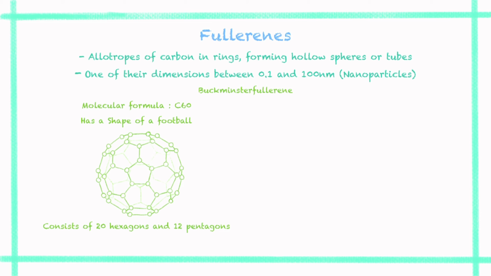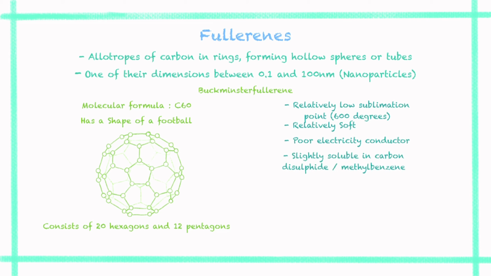Buckminsterfullerene, having a simple molecular structure, has a very different physical property compared to the first two giant molecules. It has a relatively low sublimation point of 600 degrees. In contrast, graphite has a sublimation point of around 3,700 degrees. It is relatively soft and also poor at conducting electricity. It is only slightly soluble in carbon disulfide or methylbenzene, and it is relatively more reactive than graphite and diamond due to the high electron density in parts of the molecule.